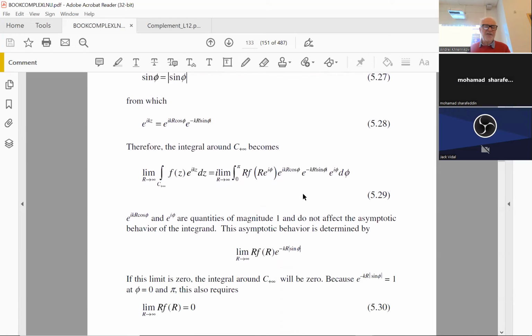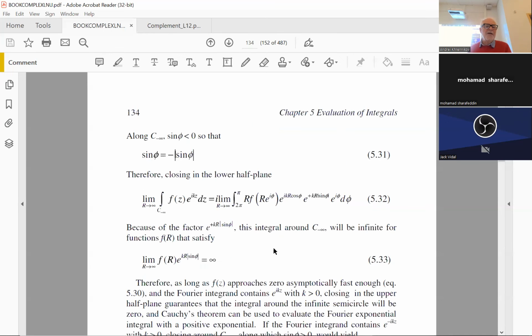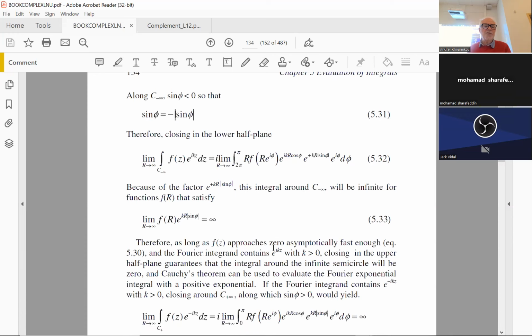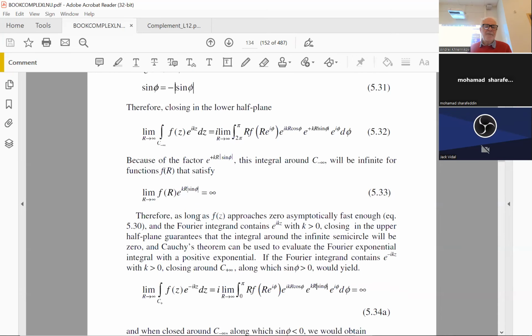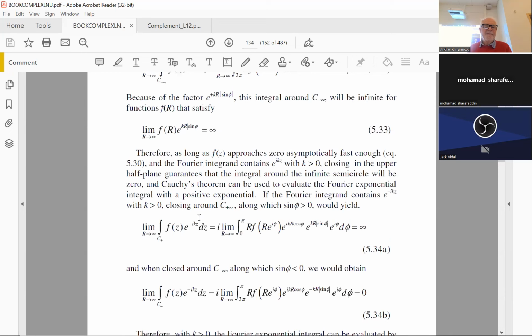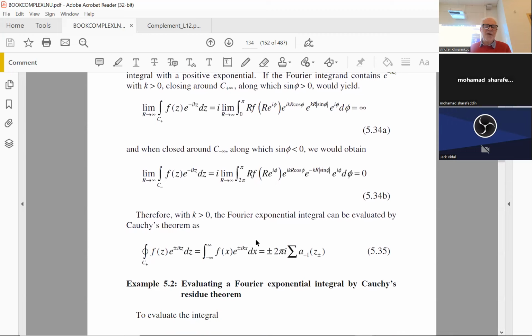So finally we get that this term does not play any role. If we need this to go to 0, it's enough that f, for example, is bounded, or even any polynomial, because the exponent goes to 0 quicker. So the idea is that we don't even have to think about anything.